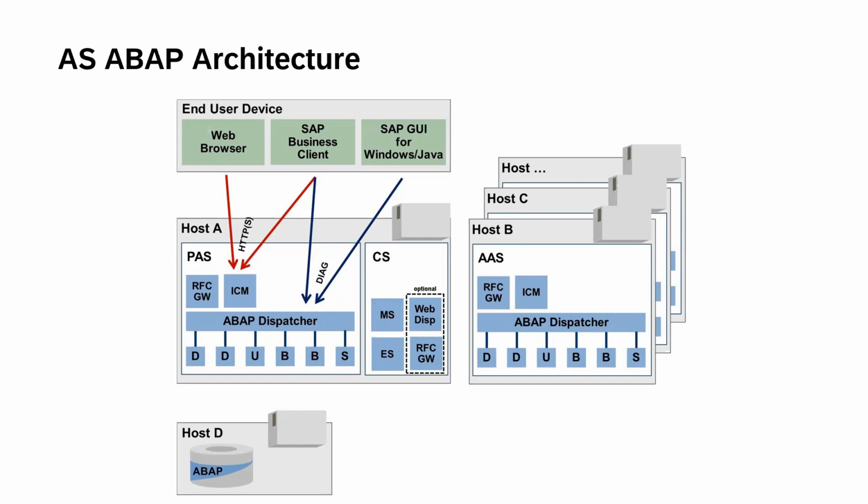Here, what I was explaining, is it clear to you? These are the different kinds of end user devices and the different kinds of traffic coming to your application server. There are 2 types of traffic: one is HTTP traffic and the other is dialog traffic. The dialog traffic is directly addressed to your ABAP dispatcher. The GUI works through this dialog traffic, so dialog traffic comes directly to your ABAP dispatcher.